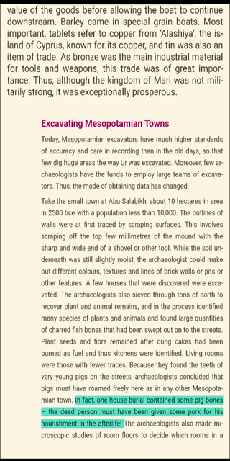Because they found the teeth of very young pigs on the streets, archaeologists concluded that pigs must have roamed freely here as in any other Mesopotamian town. In fact, one house burial contained some pig bones. The dead person must have been given some pork for his nourishment in the afterlife. The archaeologists also made microscopic studies of room floors to decide which rooms in a house were roofed with poplar logs, palm leaves, straw, etc., and which were open to the sky.